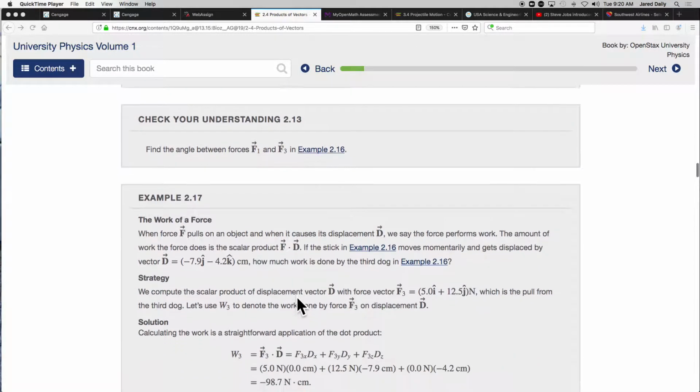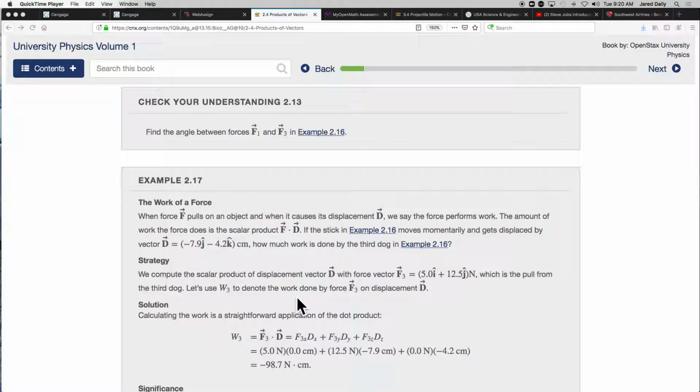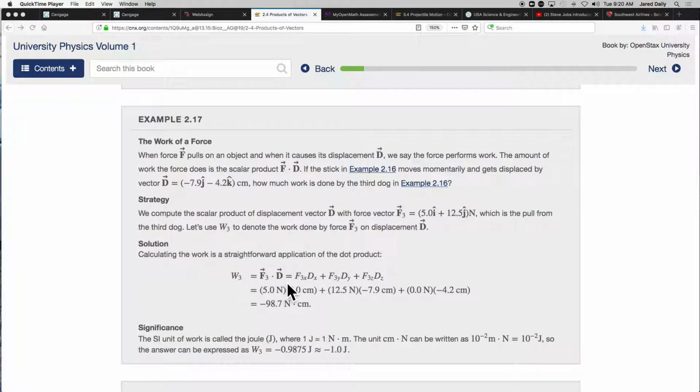Here they do an example of how we use the dot product later on in this class. You have a force pulling on an object. It causes the displacement d. So these are two vectors. And the work is equal to the force dot with the displacement, so F dot d. We do the dot product there, and we find out that the work ends up being negative 98.7 newton centimeters in this case.